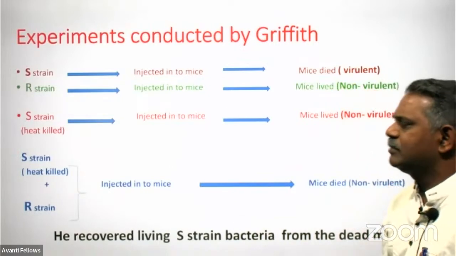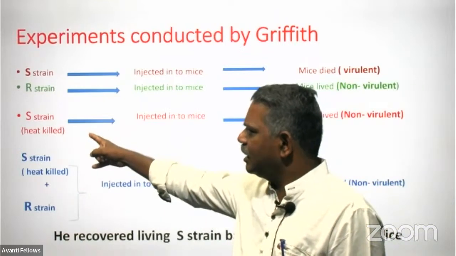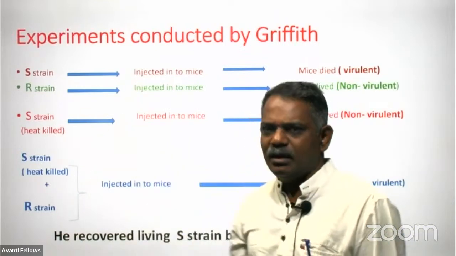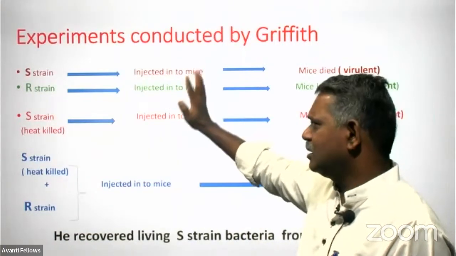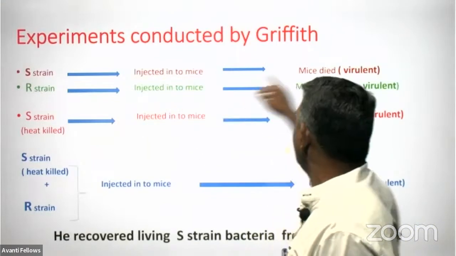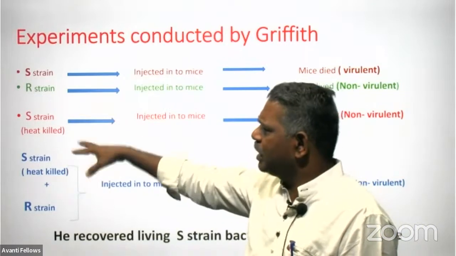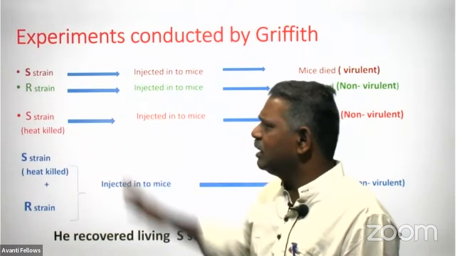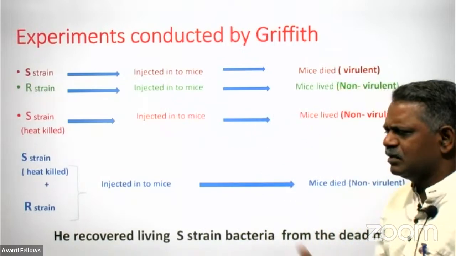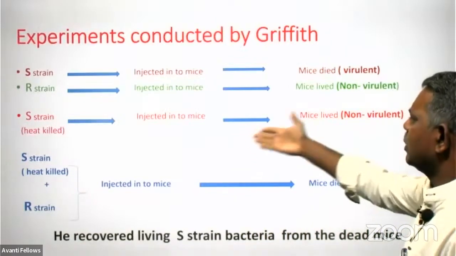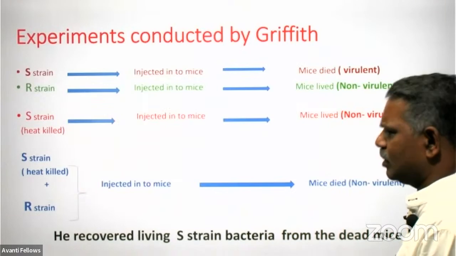Then he injected the S strain again, but after killing it by using heat. The heat-killed S strain is already dead. Of course, it is virulent, but after heating, he killed this S strain and injected it into the body of the mice, and that mice lived. Naturally, because it is just the dead body of the S strain he injected, and it is naturally non-virulent.